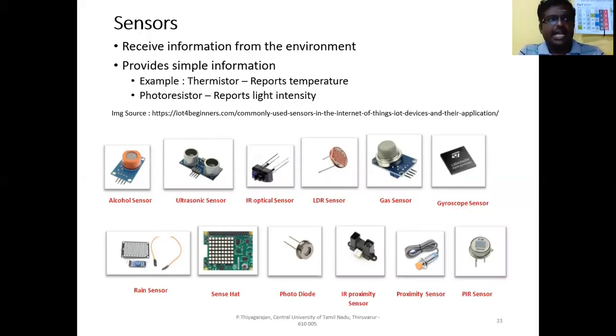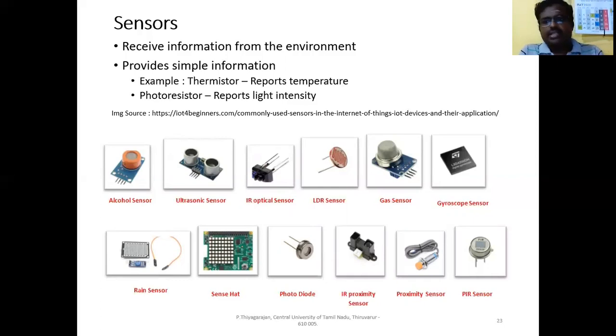A sensor is what gives an input to the microcontroller. As I said in the beginning of the discussion, a sensor is used to take input from the environment, and from the environment it gives the input to the microcontroller. We have many different kinds of sensors. One such is the thermistor, which records the temperature of a room and gives it as an input. And we have another sensor, the photoresistor, which gives the intensity of light.